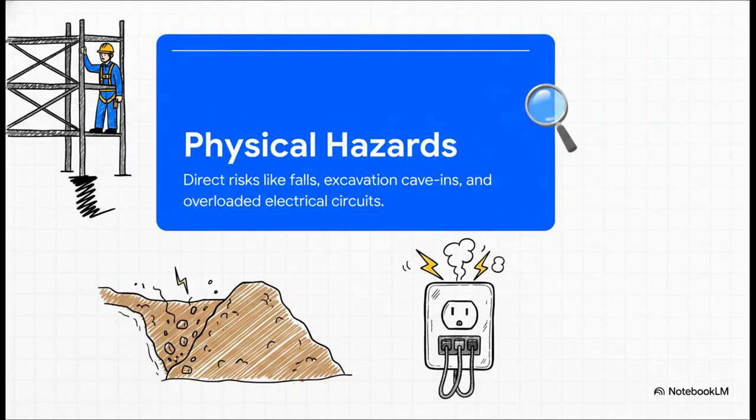And finally, physical hazards. These are the direct, immediate environmental risks. To give you some concrete examples you might see on the test, fall protection absolutely must be provided at a height of exactly 6 feet in construction.